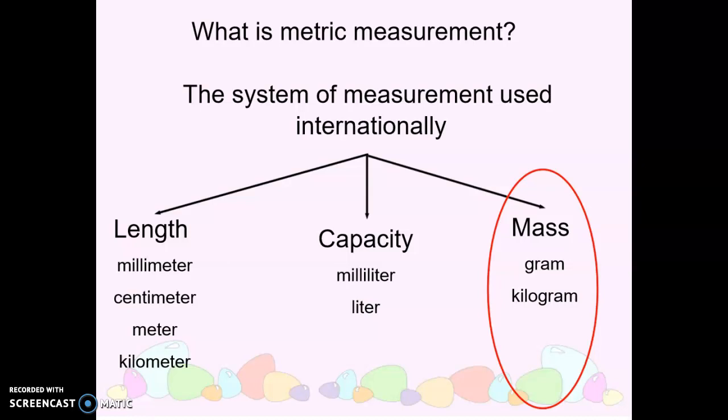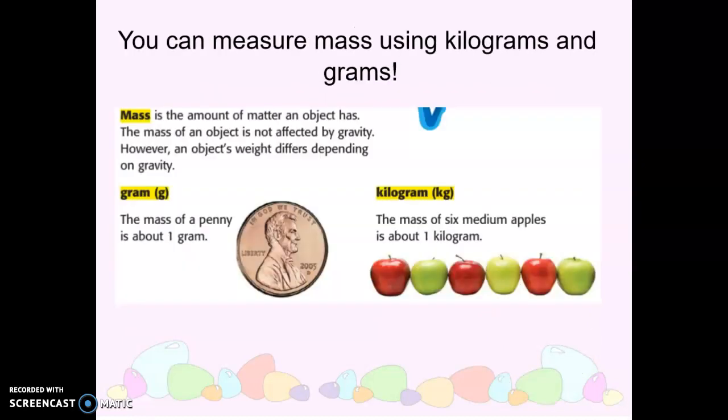And mass is similar to weight, how heavy something is, but the difference is mass is really the amount of matter that an object has, and it's not affected at all by gravity, whereas weight is affected by gravity. So you can think about mass in terms of it being similar to weight, but do know that it's different because mass really is the amount of matter that an object has, and it is not affected by gravity. So like I said, today we're going to be focusing on grams and kilograms.